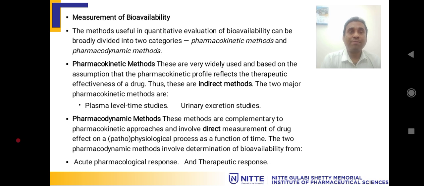What are pharmacodynamic methods? These methods are complementary to pharmacokinetic approaches, and involve direct measurement of drug effect on a physiological process as a function of time. The two pharmacodynamic methods involved in determination of bioavailability are acute pharmacological response and therapeutic response.